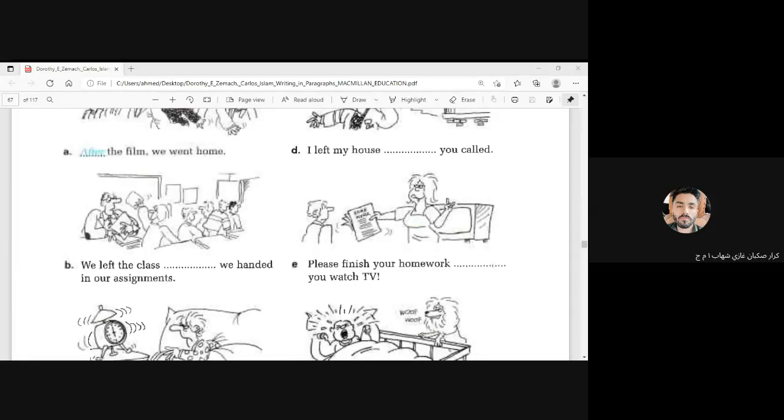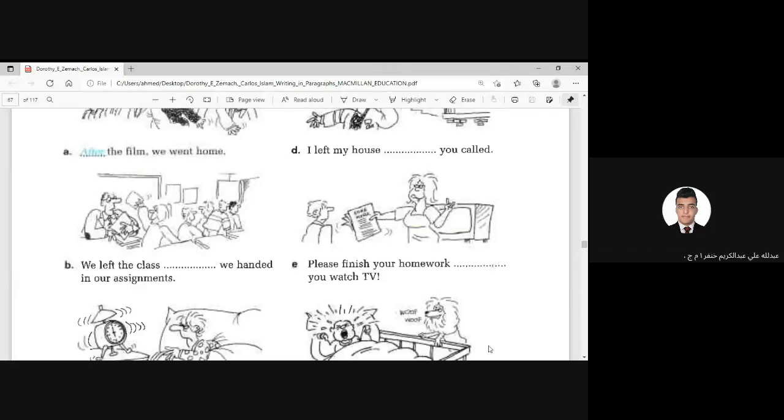I do B. When we left the class, after we turned in our assignments. Now, which one happened first? Which is number one? The turning in or the submission of the assignment. Yes, the submission of the assignment happened first. And then we left the class. That's good. Okay. What about C? Yes, we have Abdullah, please.